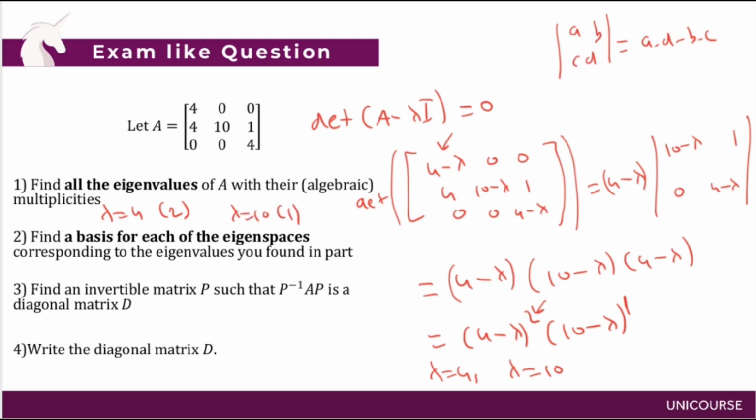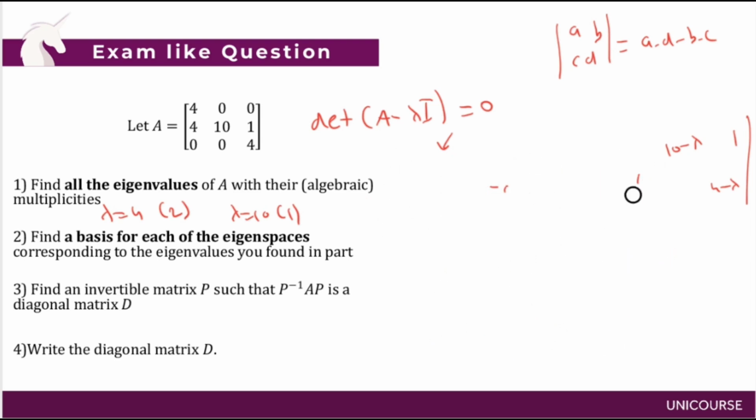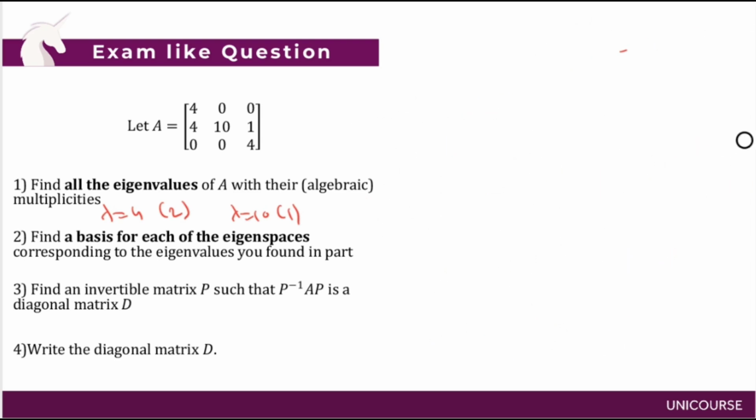Now part 2 asks for the eigenvectors corresponding to these eigenvalues. So we're really finding a basis for each eigenspace. How do we do that? Let's start with the eigenvalue 4. To build a basis for the eigenspace of lambda equals 4, we look at a null space. The null space of what? The null space of A minus 4 times the identity.